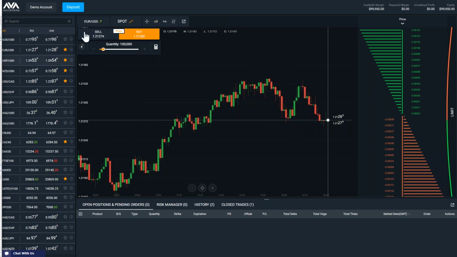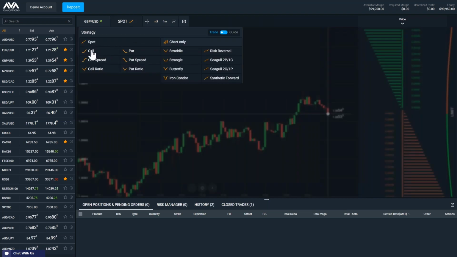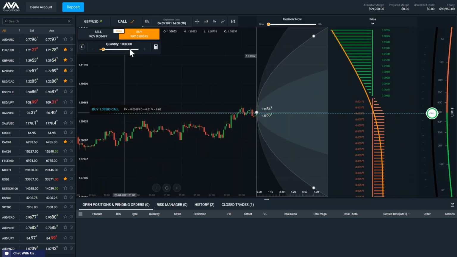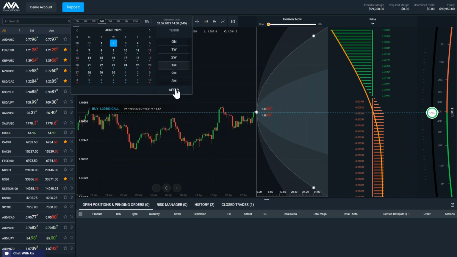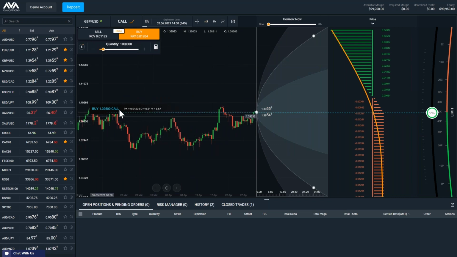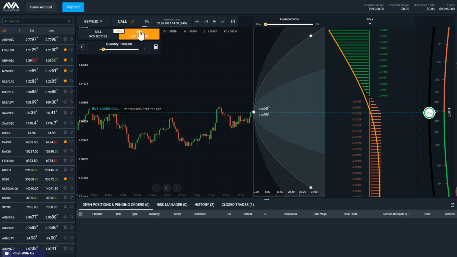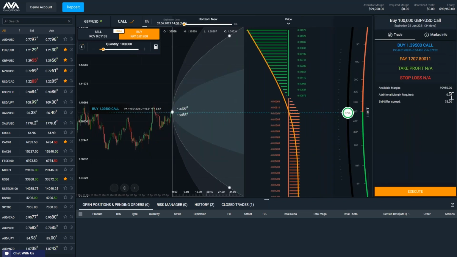Let's do an option trade. I'm going to use the example we used before, which was the pound against the dollar. I'm going to trade a call. I'm going to buy 100,000, and I'm going to change my expiration date to 1 month. I'm going to buy a 1 month option struck at 139.50. The delta is 51%. I click buy. I don't need any margin because I'm buying an option. Buying options does not require margin. You just pay cash. It's yours, and you're finished. I click execute.